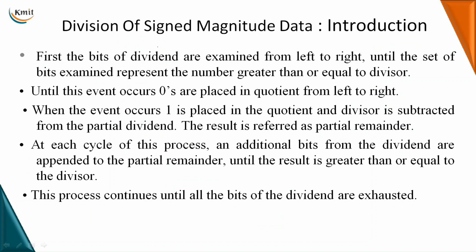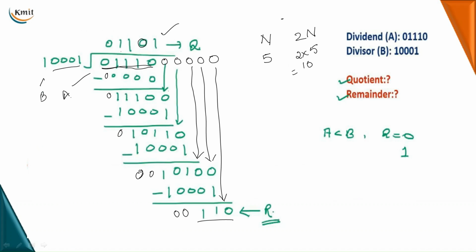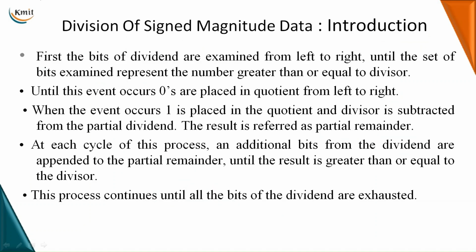Next, if you look at this, the bits of the dividend are examined from left to right until the set of bits examined represents a number greater than or equal to the divisor. So you have to first check the bits of your dividend. The bits of the dividend have to be greater than the divisor. Until then, you have to place zeros in your quotient part. Until this event occurs, zeros are placed in the quotient.